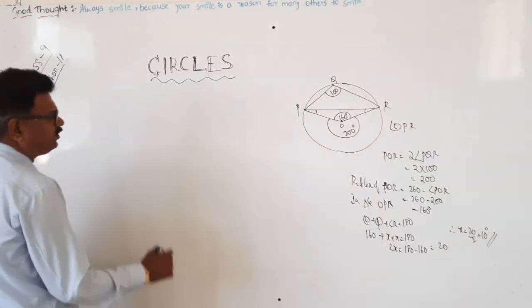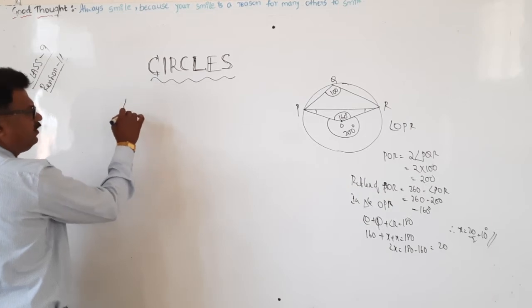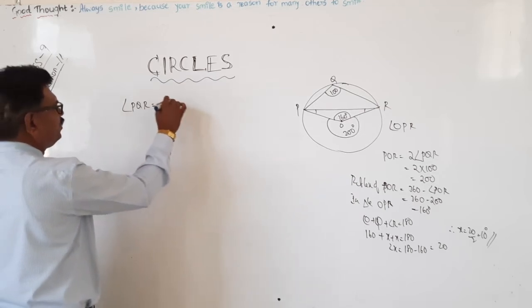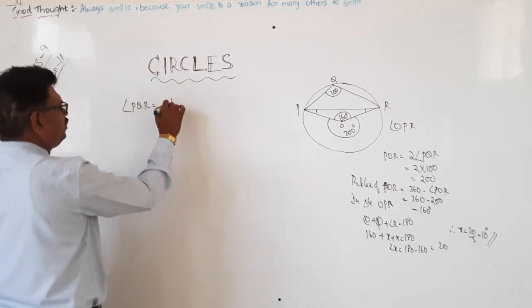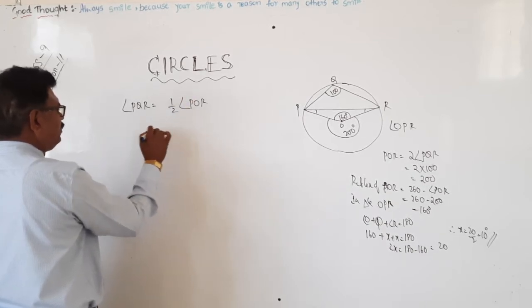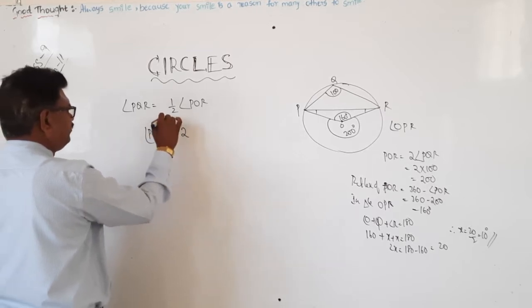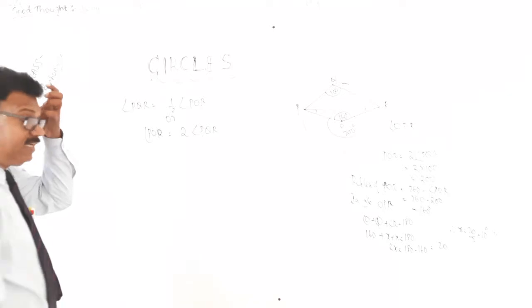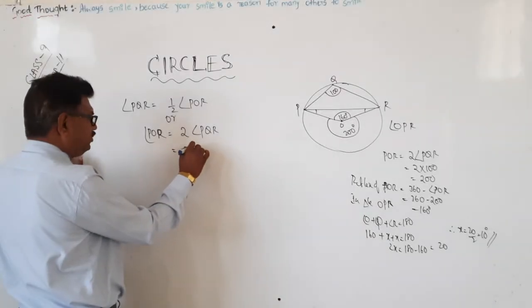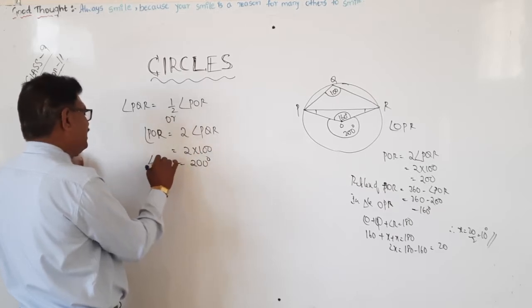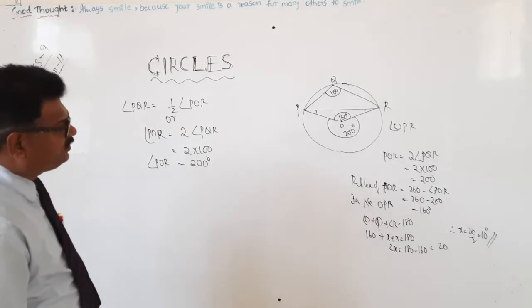Now take down angle PQR is equal to half of POR, or angle POR is equal to 2 times angle PQR. Okay na? That means that is nothing but 2 into 100, therefore it is 200 degrees. Therefore angle POR is equal to 200.